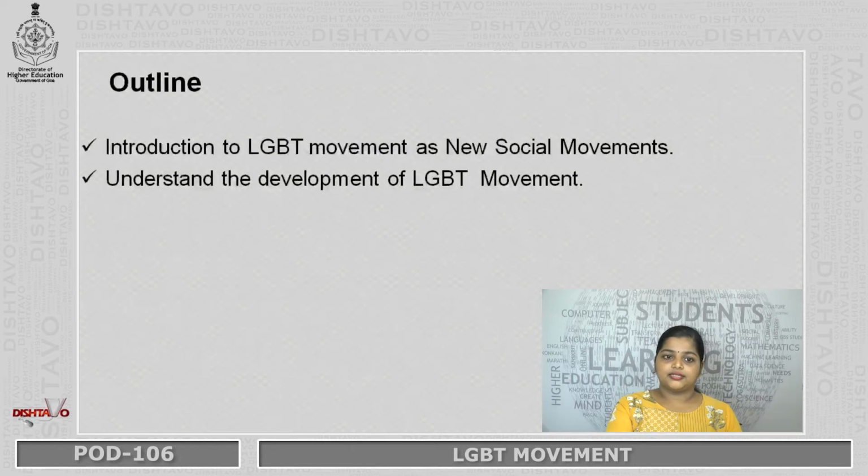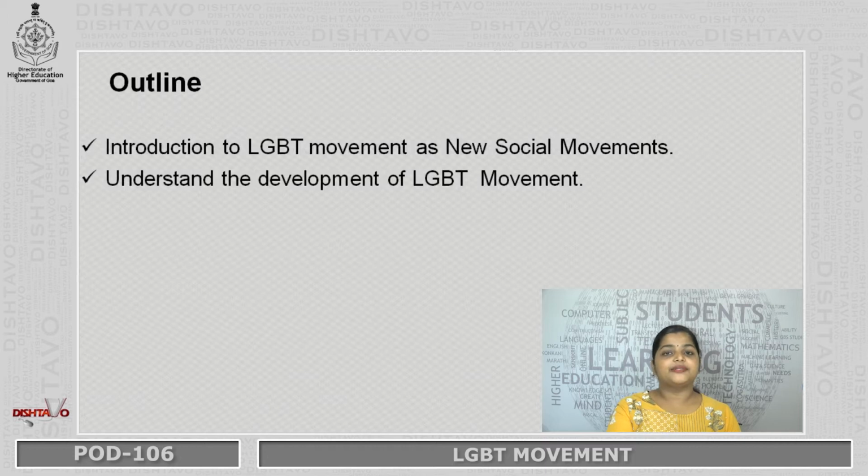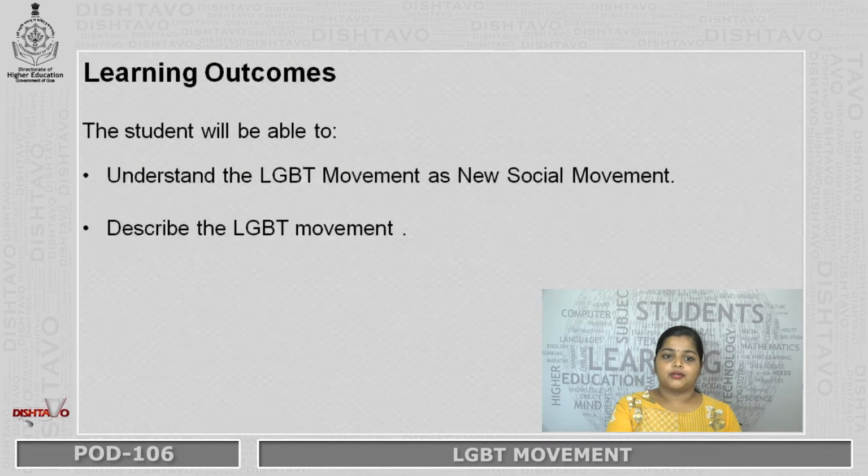So, in this unit, the outline is about introduction to the LGBT movement as a new social movement and to understand the development of the LGBT movement. Learning outcomes: the student will be able to understand the LGBT movement as a new social movement and also to describe the LGBT movement.